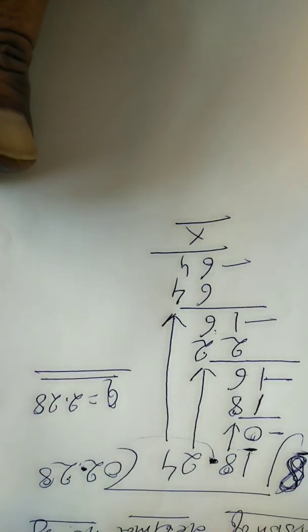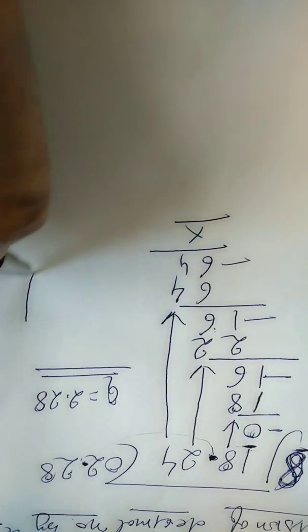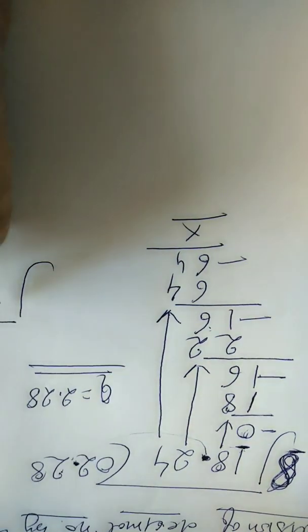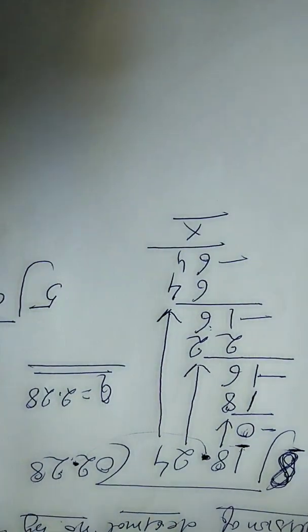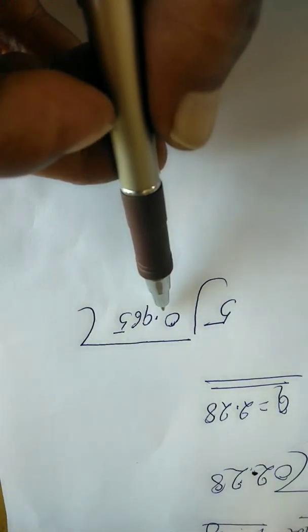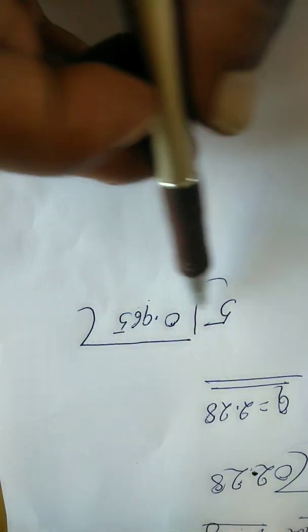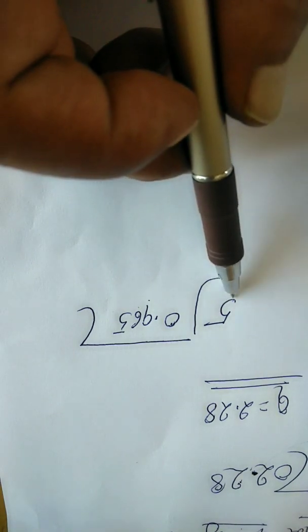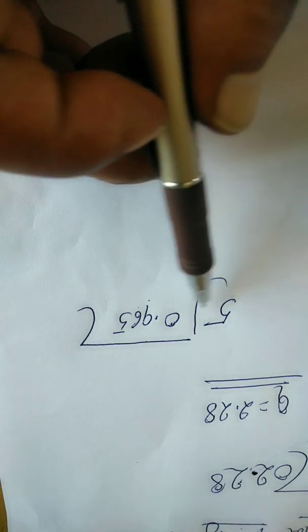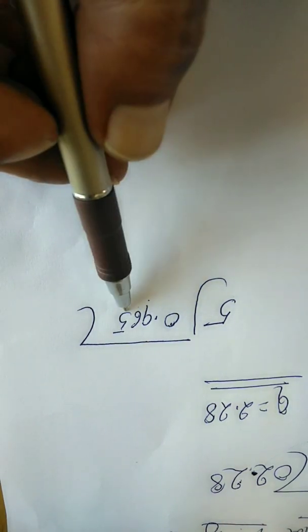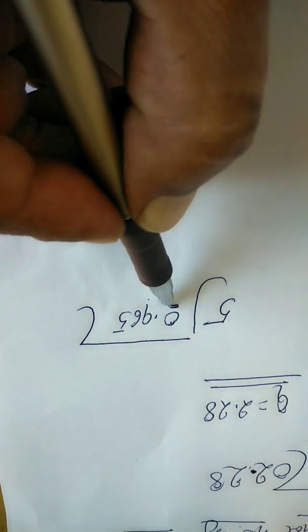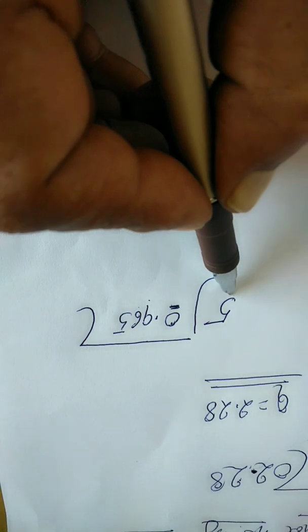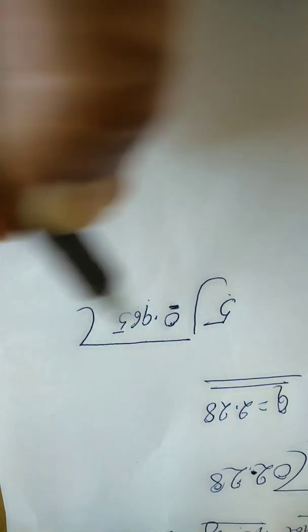Let us take another example. I am going to divide 0.965 by 5. Okay, so you can recite the table of 5. Before that, let's just look at the dividend. Here we have 0 point. In the dividend, the first number is 0. Now recite the table of 5. 5 0s are 0.